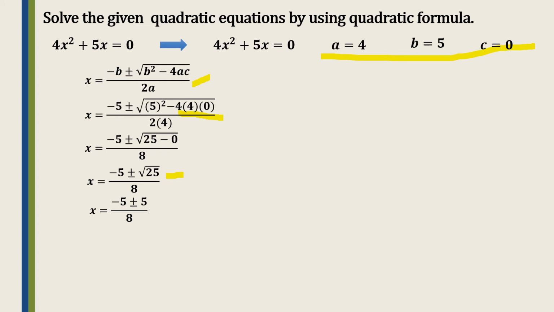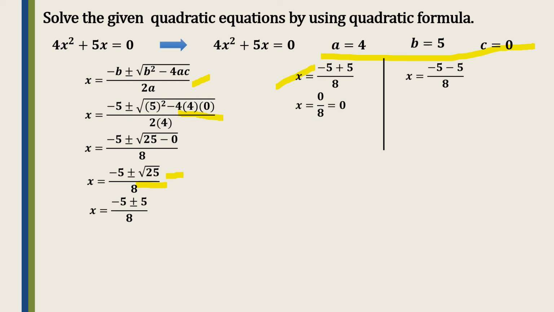Next, x equals negative 5 plus minus 5 all over 8. Galing naman sa square root of 25 ang 5. Ihiwalay na natin ang equation. Magkakaroon tayo ng x equals negative 5 plus 5 all over 8 and x equals negative 5 minus 5 all over 8. I-solve natin isa-isa. Unahin natin yung nasa left side.